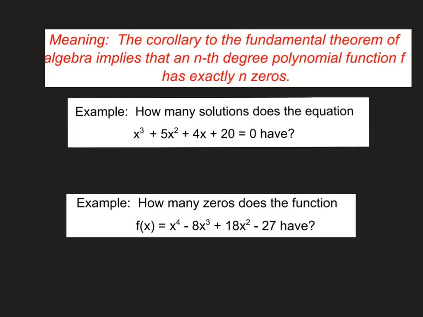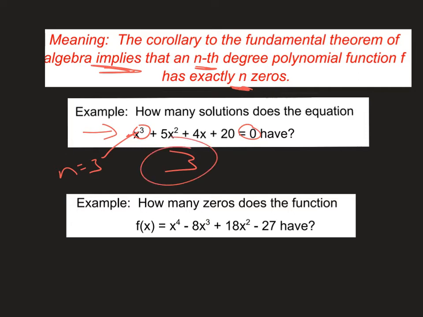What do we mean? The fundamental theorem of algebra implies that an nth degree polynomial function f has exactly n zeros. So how many solutions does this equation have? If you were to solve this for 0, how many does it have? 3, because n is equal to 3. Now, some of those may be repeating, some of them may not be rational, some of them may not be real. But they all fall under the complex set of solutions.